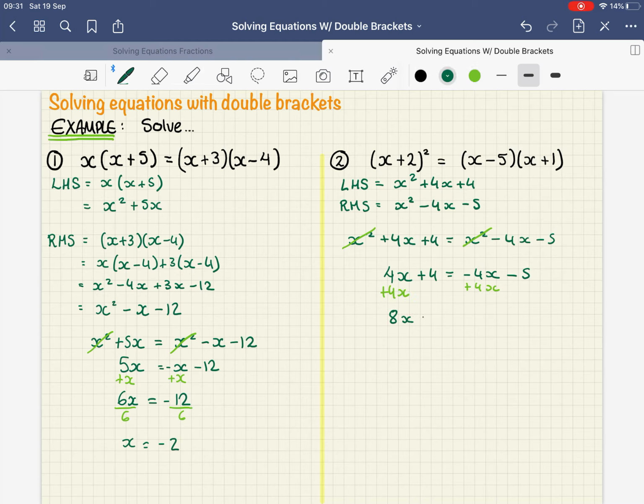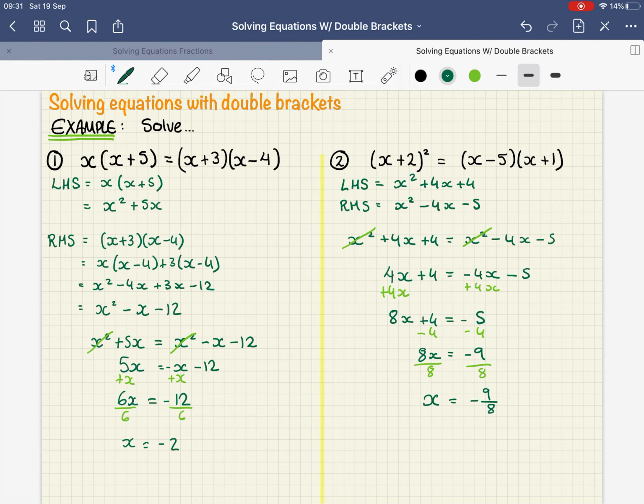So now I've got 8x plus 4 equals negative 5. Take away 4 on both sides. So now I've got 8x equals negative 9. And divide by 8 to give me x equals negative 9 over 8.